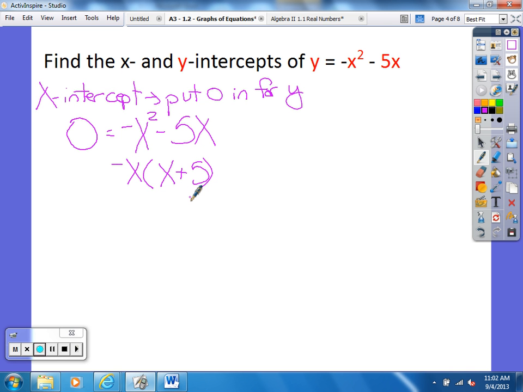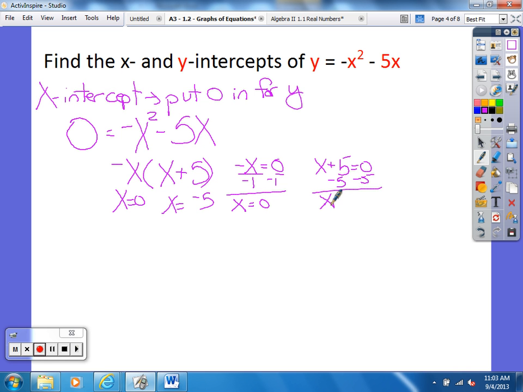Now what do I do with each of the pieces? Please wake up and talk. Thank you, Whitney. So right here, this would be x equals 0. And this would be x equals negative 5. I set them each equal to 0. So negative x equals 0. Divide by negative 1. I get x equals 0. If I set x plus 5 equal to 0, I subtract 5. I get x equals negative 5.